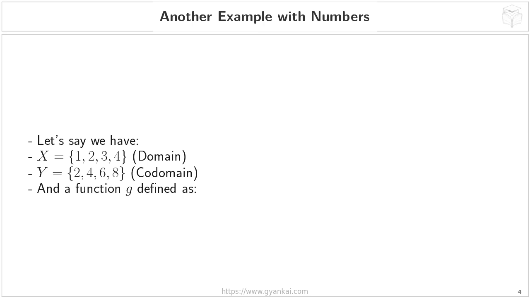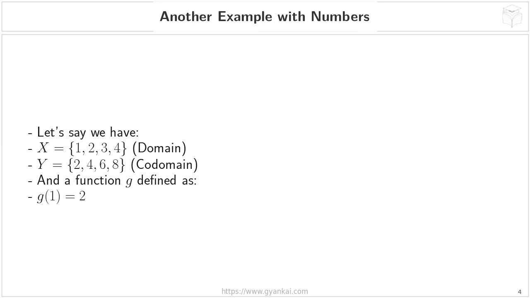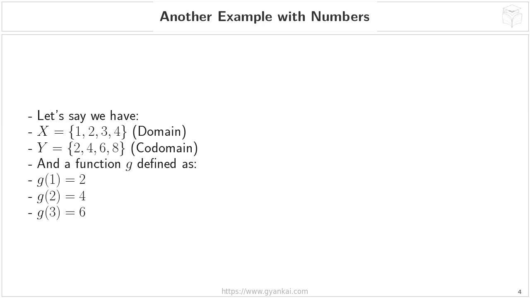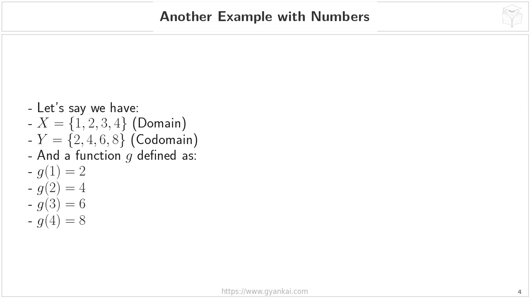Now let's define a function, and we'll call it g. This function, g, will take elements from set x and map them to elements in set y. Let's define it as follows. g of 1 equals 2. This means when we input 1 into the function g, the output is 2. g of 2 equals 4, so inputting 2 gives us 4 as the output. g of 3 equals 6, inputting 3 gives us 6. And finally, g of 4 equals 8, inputting 4 gives us 8.